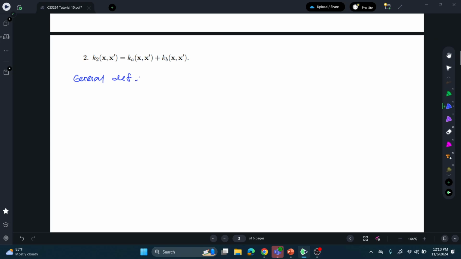Here I can again separate Ka and Kb into their own kernel mappings. So this will be phi a of x transpose phi a of x prime, plus phi b of x transpose phi b of x prime. Just for this tutorial I will skip the arrowhead because everything is a vector, so it's easier for me to write also. So this will be just phi a of x dot product phi a of x prime, plus phi b of x dot product phi b of x prime. Now how do we make a kernel out of this?